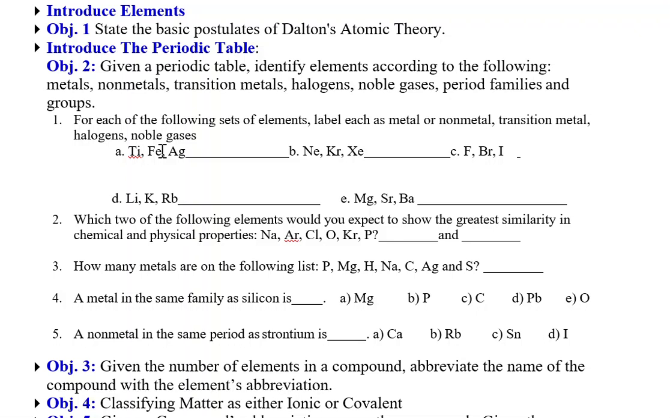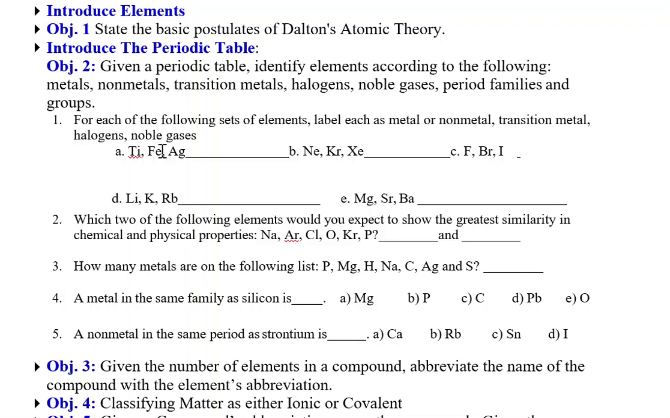Now let's look at B. We have Ne, which is neon, Kr, which is krypton, and Xe, which is xenon. If you go all the way to the right, you'll notice that those are all in the column 8A, and they are called noble gases. And we'll do another one here. So C has F for fluorine, Br for bromine, and I for iodine. And look at column 7A. Those are all right in that column, and those are halogens.